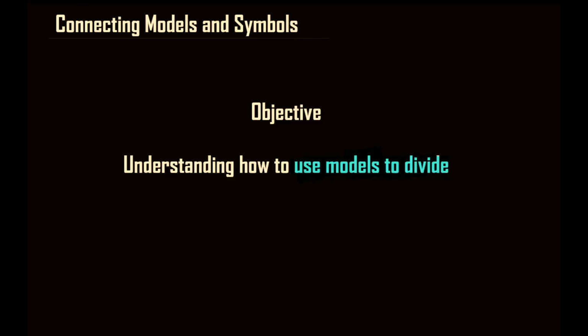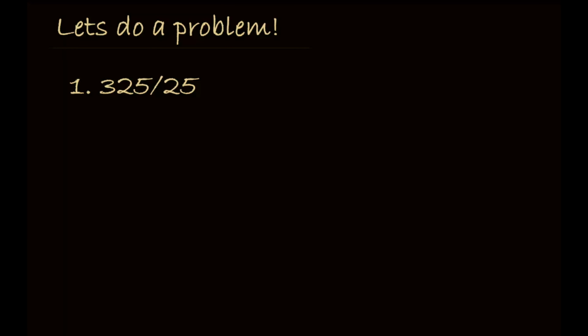So, let's get started. It would be helpful if you have graph paper with you. It's not needed, but when you're using models, it's probably useful. I'm going to start off by showing you a problem. First off, here we have 325 divided by 25. I'm going to show you what our graphs or models are going to look like.